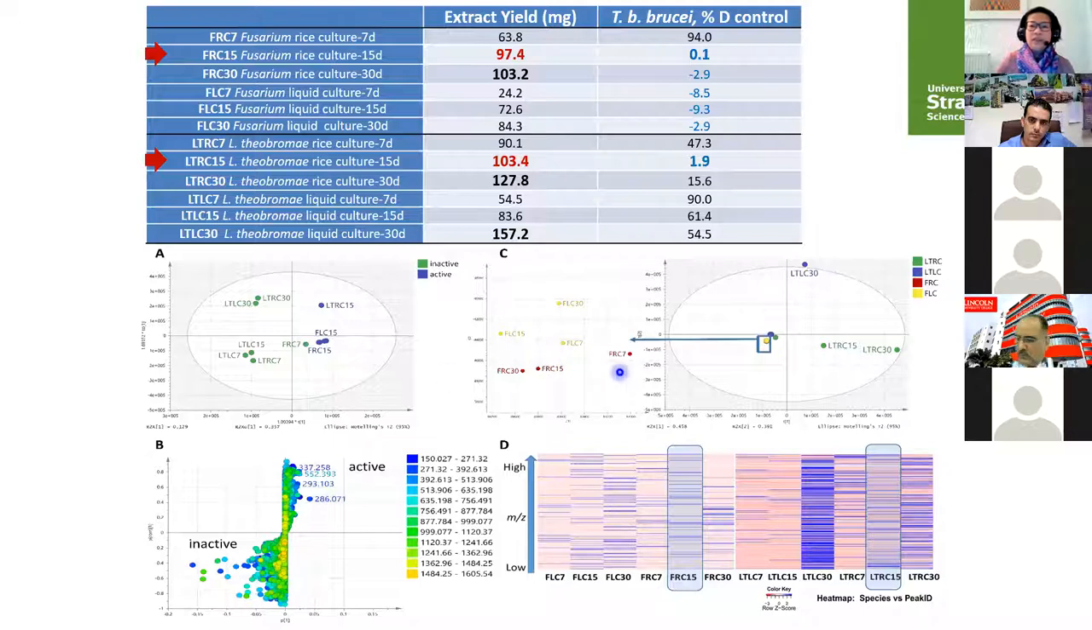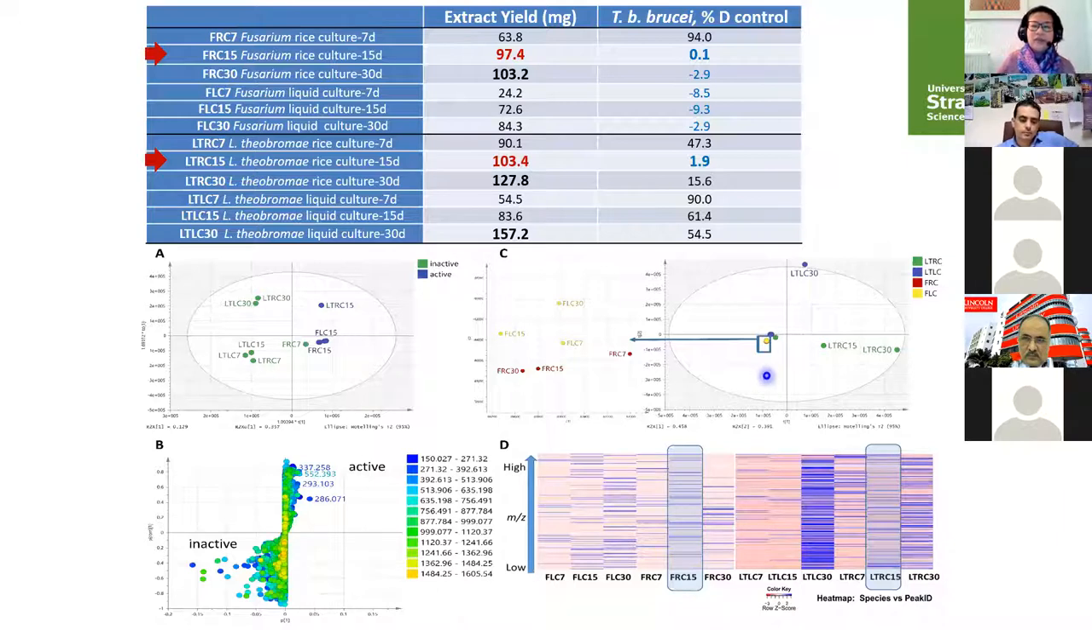When looking at the score plot again, using the principal component analysis, when we say principal component analysis, we do not group them according to activity, or we don't use any groupings. We just look at them according to their chemistry. And here we could see the uniqueness of the Lasiodiplodia extract and the liquid culture 30 days, as well as the rice culture 15 days and 30 days. However, the other sets of extracts seem to be quite related in terms of their chemistry.